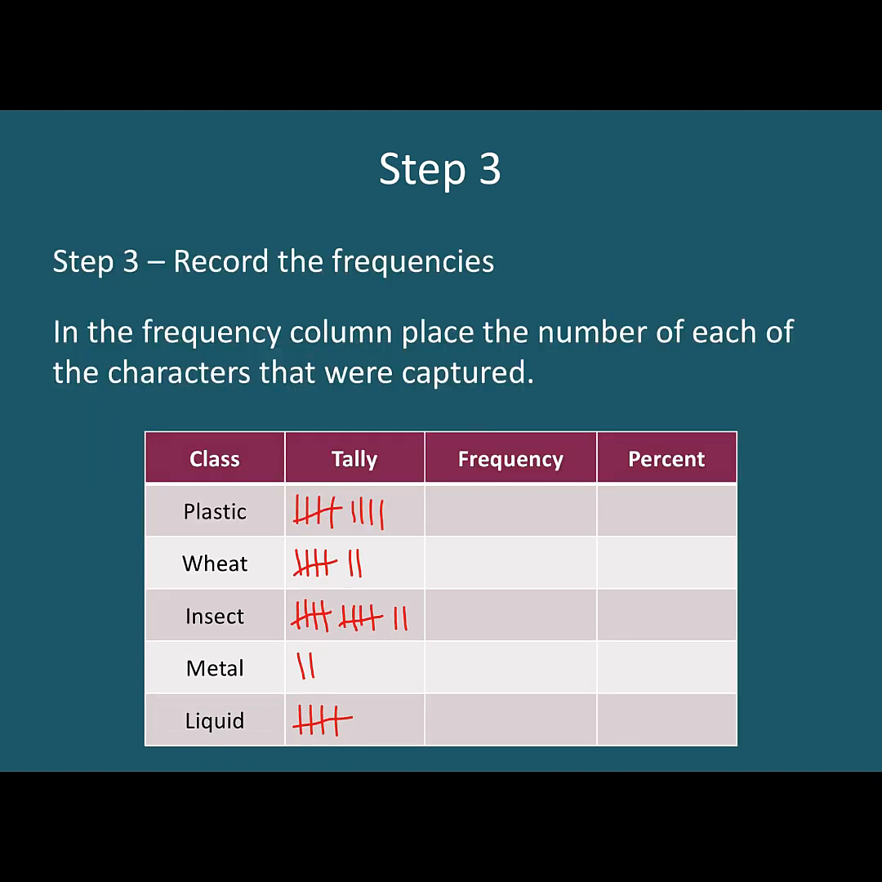Step 3, record the frequencies. The frequency column simply places a number that were based on the tally marks from the previous column. So since there were 9 plastic characters, we simply put the number 9 in the frequency column. 7 for wheat, 12 for insect, 2 for metal, 5 for liquid.